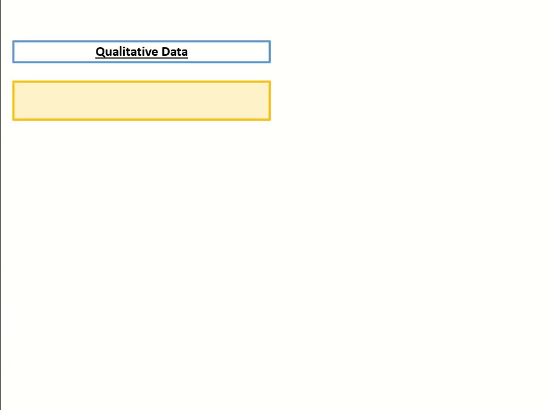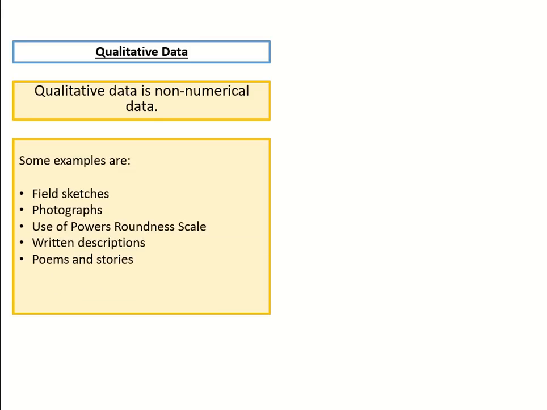Okay, within that then, we also have two more subsets of data. We have something called qualitative data, which is non-numerical data. Examples include field sketches, photographs, written descriptions, poems and stories. There are ways of collecting information, but they're not numerical. They're opinionated, they're subjective. And they are useful because they can help us gain a sense of the place. They can help us gain a perception of a place. But they can't really help us out if we're studying much about a river or a coast in terms of the actual physical side of it.